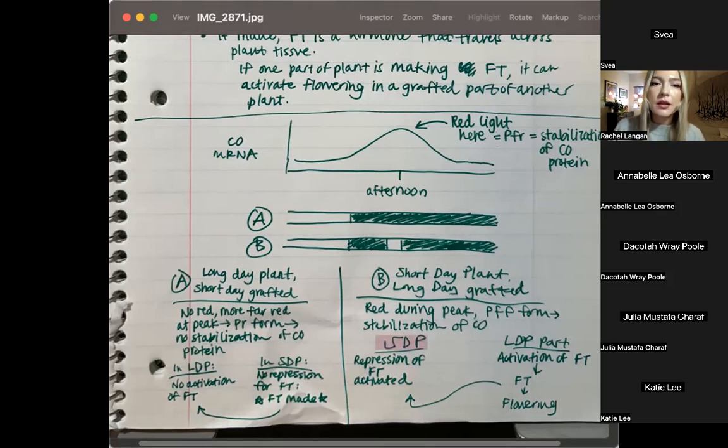Yes, question? Does it matter when the flash of light occurs, like if it happened in the late afternoon when it was decreasing, would that decrease the chance of flowering? Yes. So it specifically has to occur at the peak of the CO mRNA. And if it's not at the peak, it's not going to work. Okay, thank you. You're welcome.